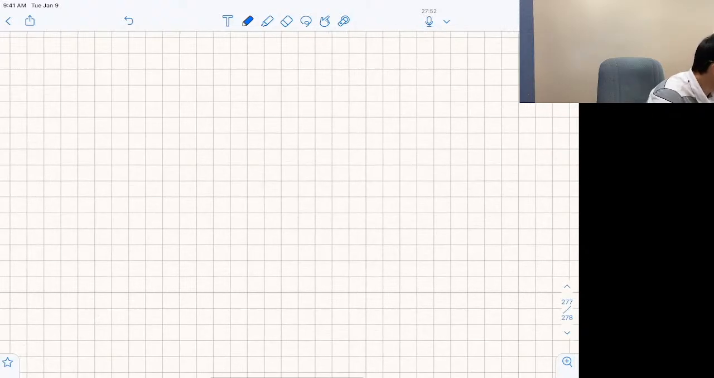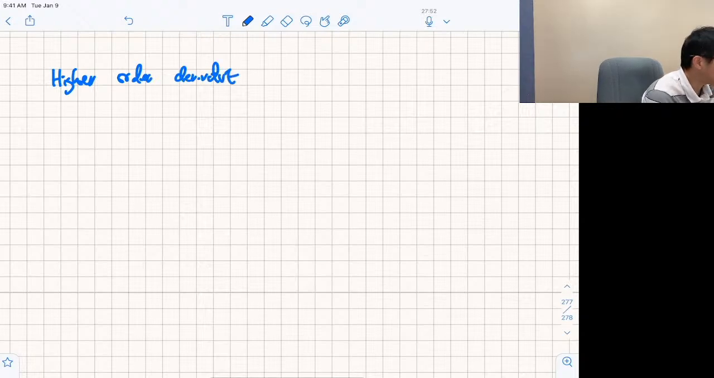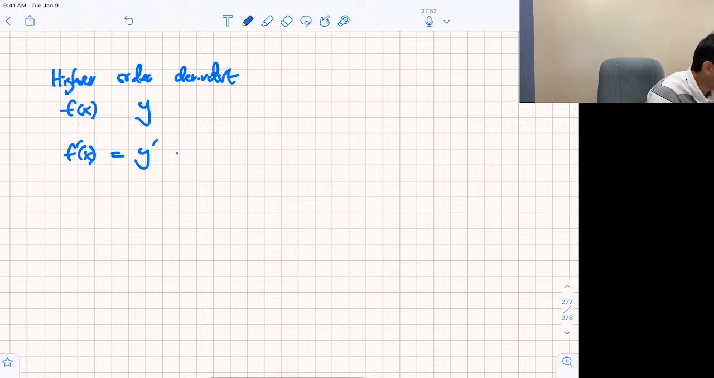And something else. I'm going to talk about higher order derivatives. So what is a higher order derivative? Now let's talk about notations, right? If I have f of x or y, and I take a derivative, that's going to be f prime of x. Does that make sense? Or it could be y prime. That's the notation. Another notation could be dy dx.